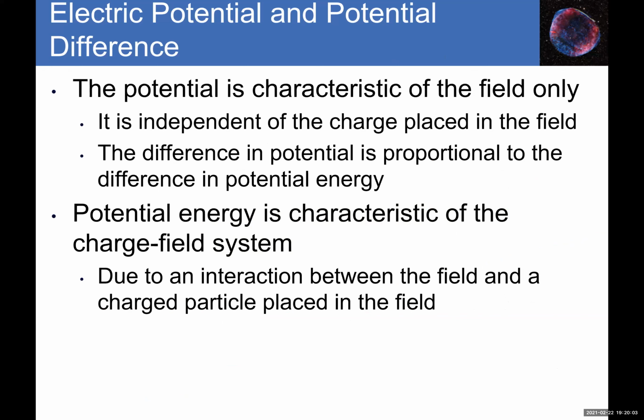characteristic of the field only. It is independent of the charge placed in the field, which means it doesn't care about what type of test charge we're using. Potential only depends on the source charge. That means even if I don't have any test charges, I can look at any random point P and calculate the potential there, because the potential at that point P only depends on the source charge. Now the difference in potential is proportional to the difference in potential energy.